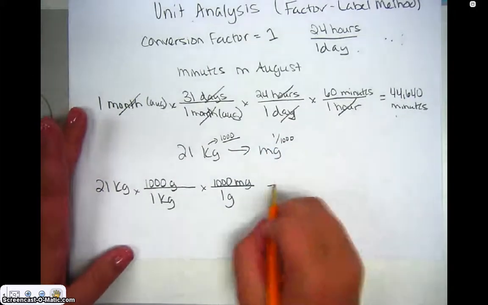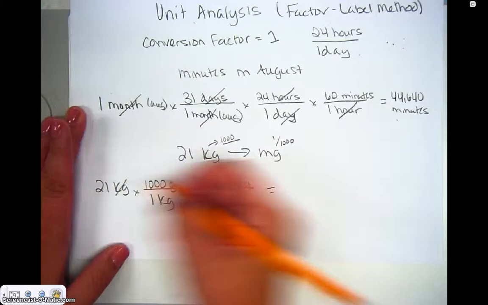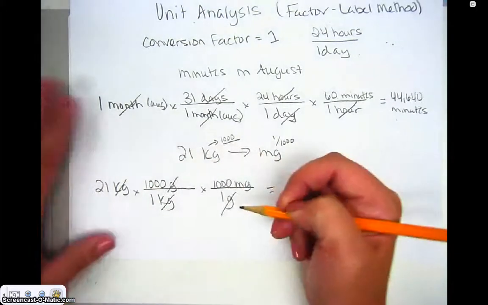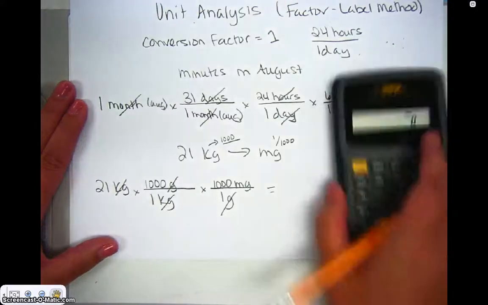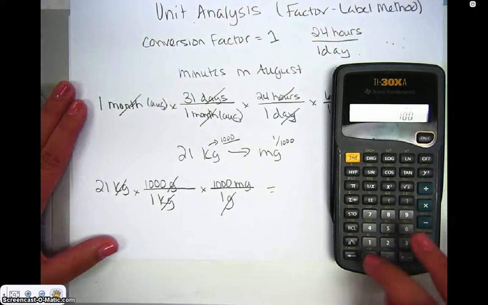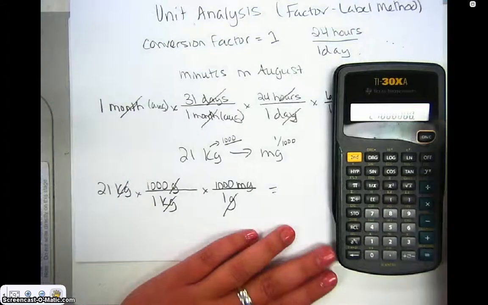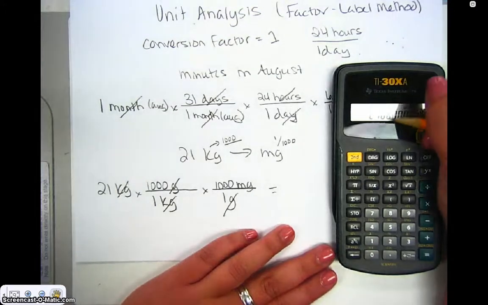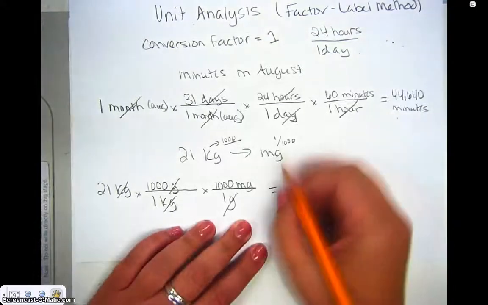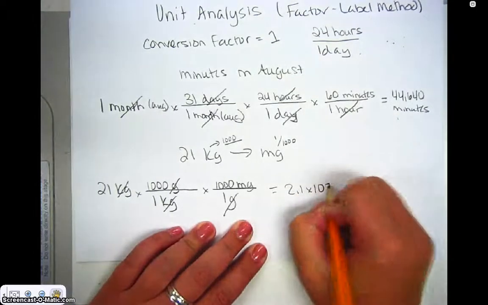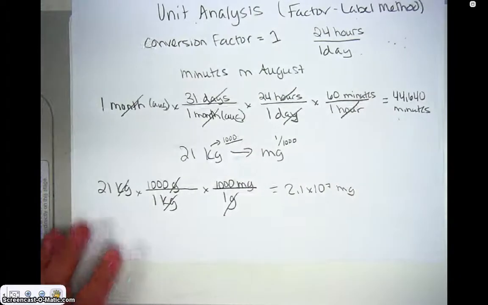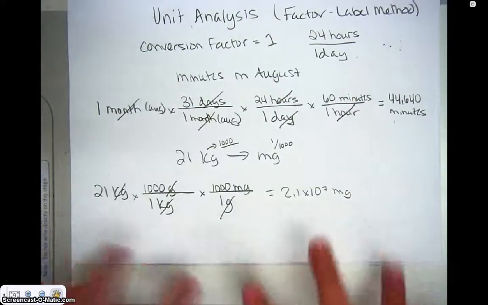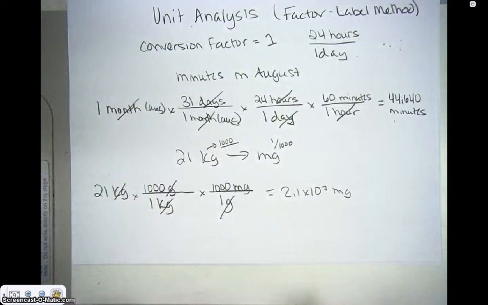Again, what I'm putting on the bottom, I want to cancel out. So kilograms will cancel, grams will cancel, and if I multiply through the top, that will give me the number of milligrams. So 21 times 1,000 times 1,000 gives me this. Let's put it in scientific notation: 1, 2, 3, 4, 5, 6, 7. So 2.1 times 10 to the 7th milligrams. So there are just a few brief examples. We will be doing this a lot when we convert and start measuring and calculating quantities of things in chemical reactions. And you'll do a few practice problems on your math worksheet.